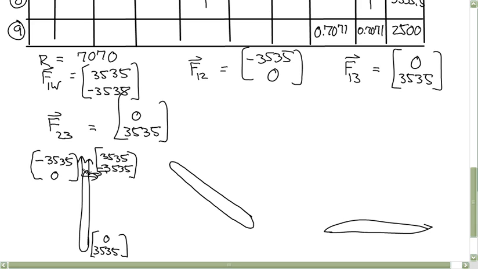By the way, while we're talking about that, is that in compression or tension? Is that being stretched or squished? Right.